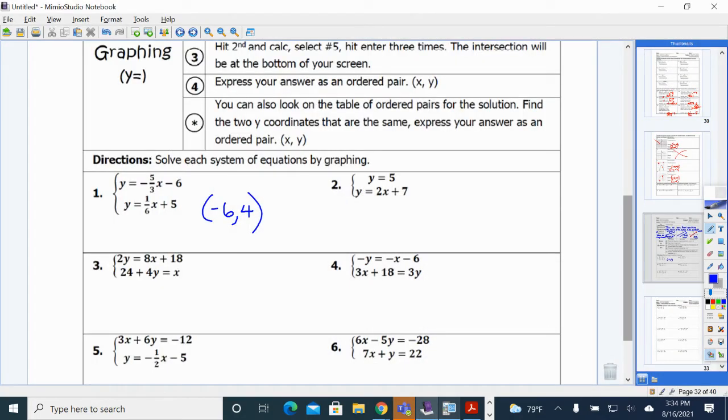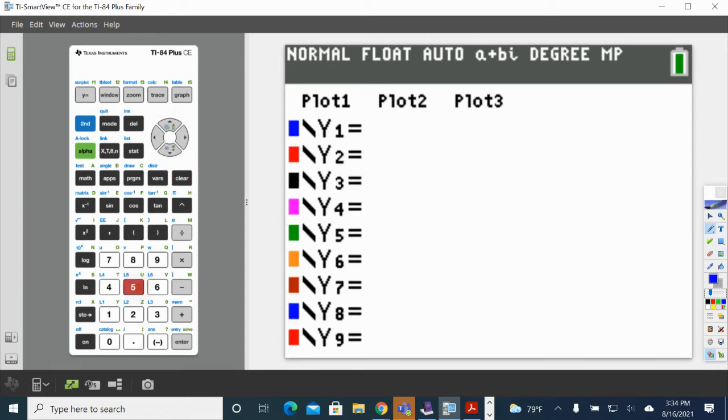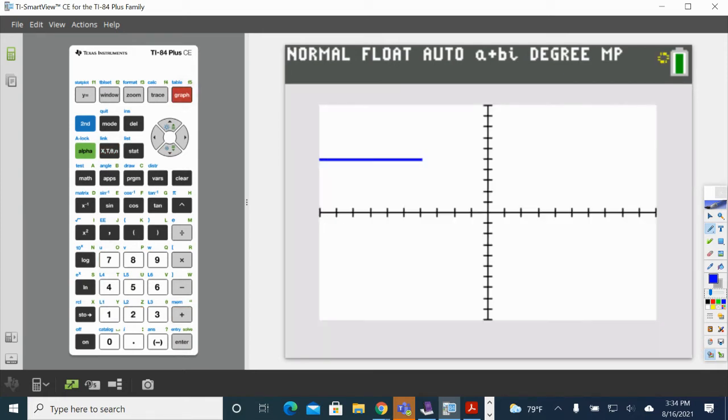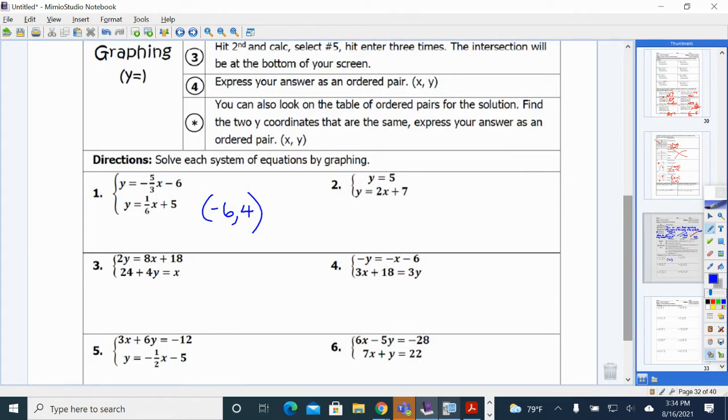All right, let's look at example number 2. Number 2 says y equals 5 and y equals 2x plus 7. So we're going to put those both into the graphing calculator. Go back to y equal, clear out the old stuff. Y equals 5 is the first one. Y equals 2x plus 7 is the second. Graph. Again, these are going to hit each other at one point, and we've got to figure out what that point is. I'm going to hit second graph to see if I can figure it out from the table. And if you look here at negative 1, 5, you can see that the blue and the red both have the 5. So negative 1, 5 is the solution.